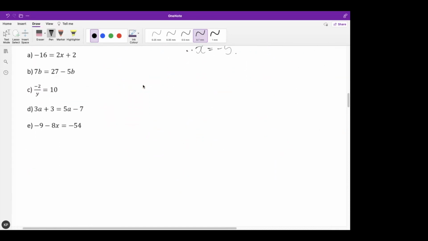Now that we all understand, we are going to do some more sums. Of course we are, because, yeah, I am mean. So let's see here. A is a little bit easy for me, so we must start with B. B says 7B equals 27 minus 5B. What's the problem we have with the sum?